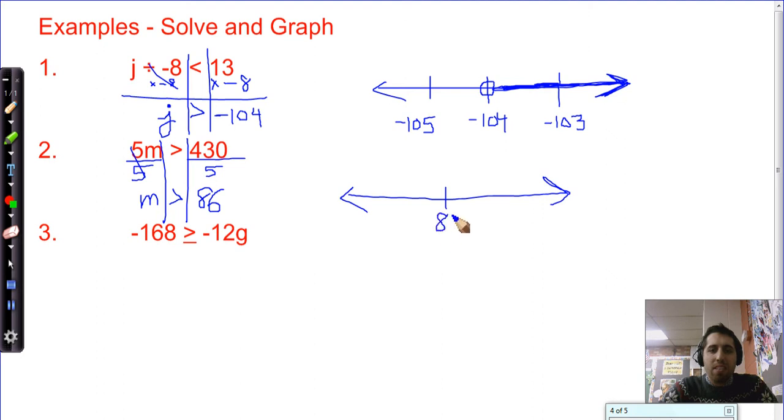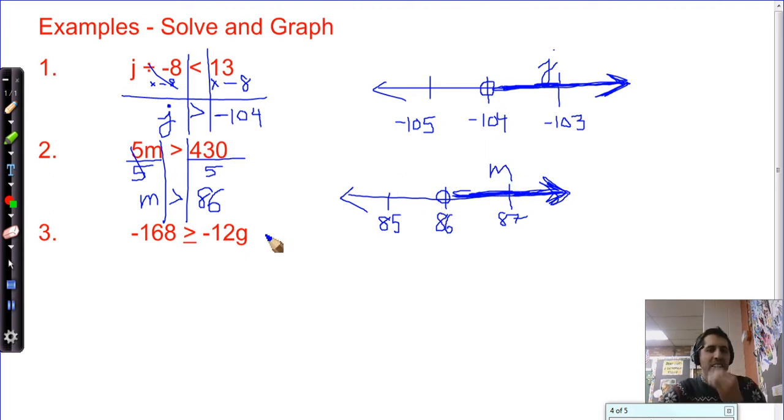This one's easier to graph. We're just dealing on the positive side. 87 is one larger. 85 is one smaller. M is greater than but not equal to. So again, we're not going to fill that bad boy in. But we are going to shade all the values that could be true for J in the first one. Shade all the values that could be true for M in the second.